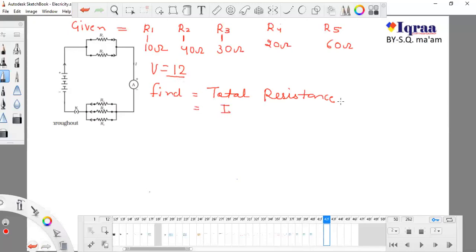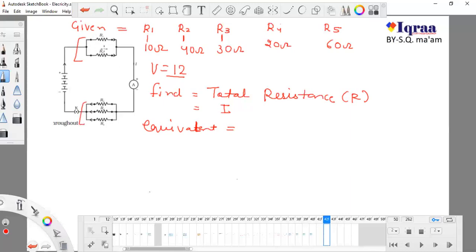Now the total resistance, or total R, that is the equivalent resistance, because I have to join R1, R2, R3, R4 and R5 to get something. Now I have to do something very easy. I can see that these two are in parallel, and I can see that these three are in parallel. So what should I do?